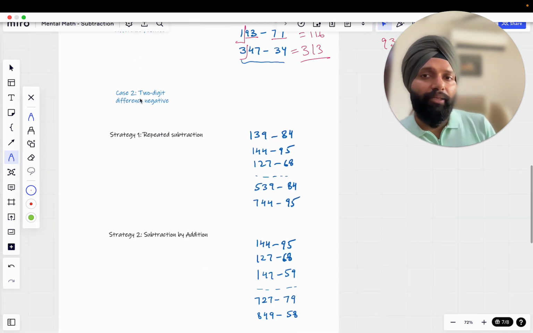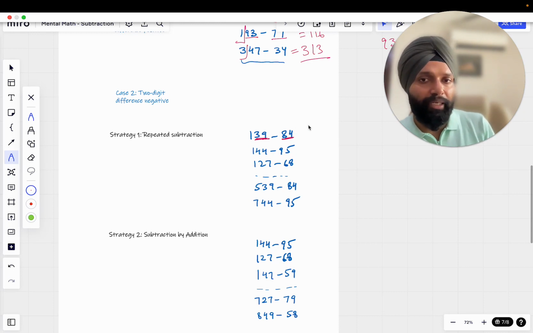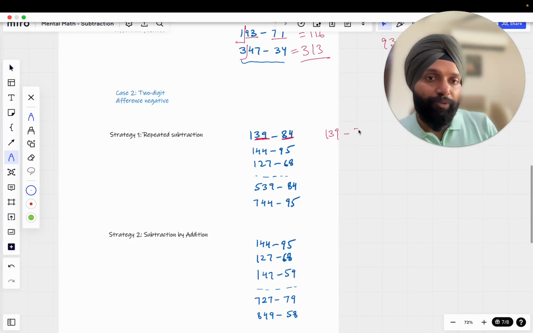Now let's say the 2-digit difference is negative, which means that these 2 digits are smaller than these 2 digits. So 39 is smaller than 84. 44 is smaller than 95. Now what do we do in that case? What we can do is repeated subtraction, which is 139 minus 84. Now that's a complex thing, because if you do minus 39, minus, now what to write here? This is a slightly complex thing, right? So this is complex.